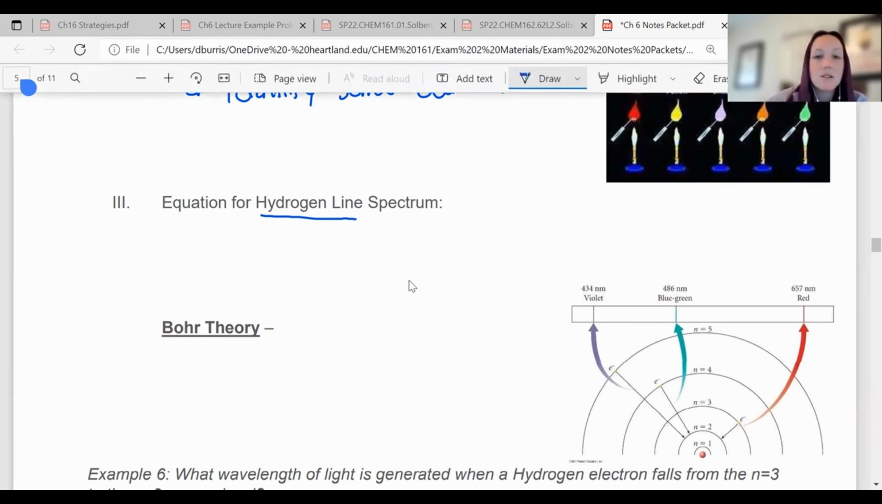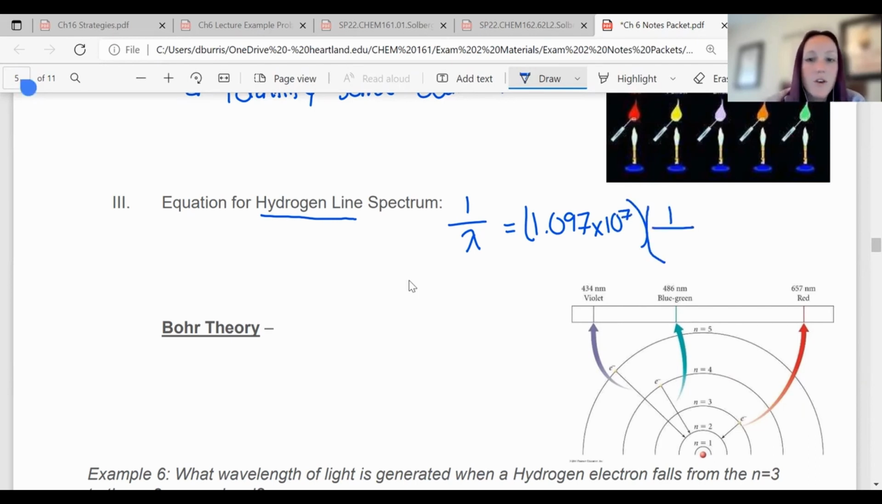So Bohr kind of came up with this. This is the equation. It's 1 over the wavelength equals a constant, 1.097 times 10 to the 7th, times 1 over NF squared. N is the energy level, and F is for final, minus 1 over NI squared, or the initial energy level.